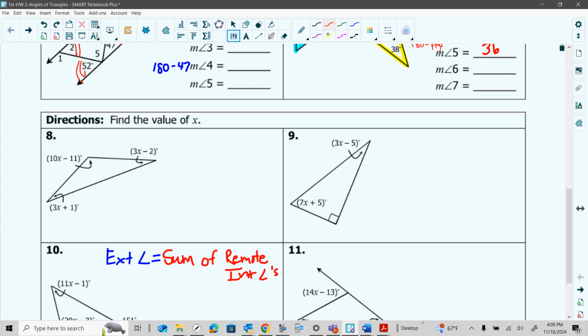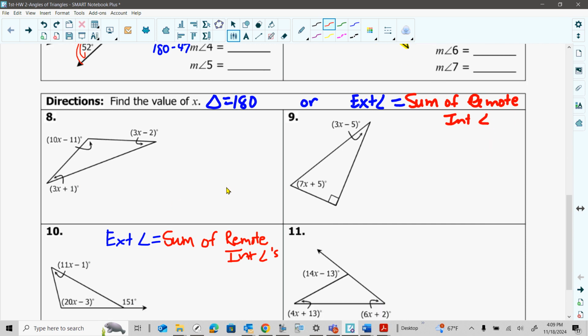So you're just basically adding every triangle equals 180. So we're either using the sum of 180, or you're going to use the exterior angle if it's showing, which equals the sum of the remote interior. Okay, so the 8 and 9 is the triangle sum theorem. We're just adding up the three angles.